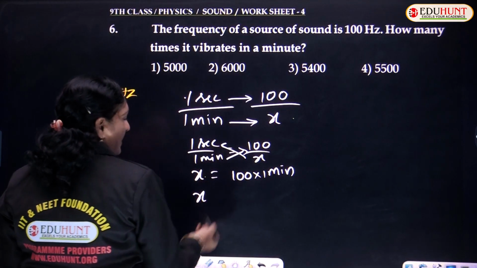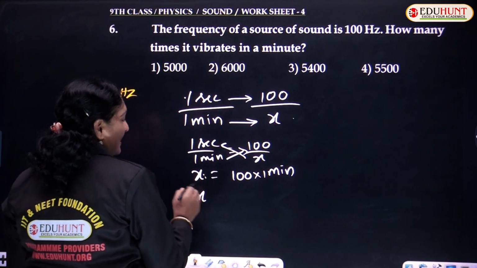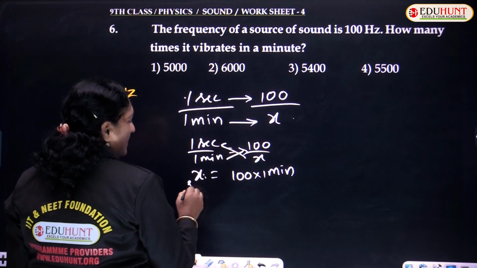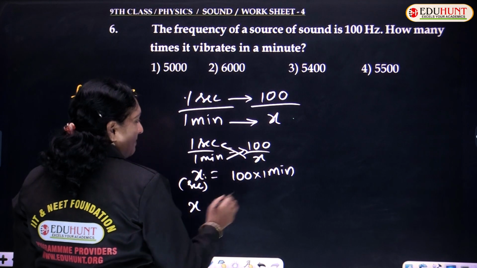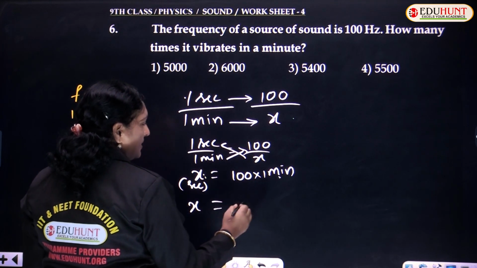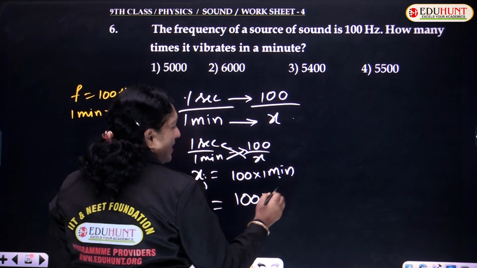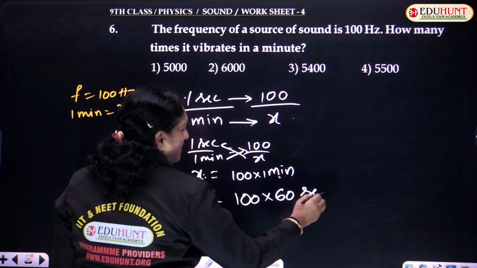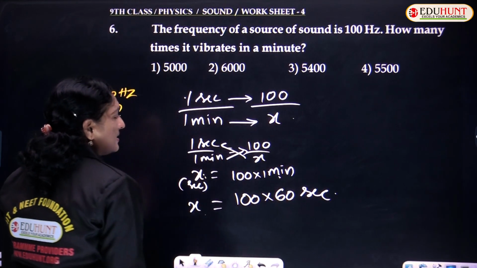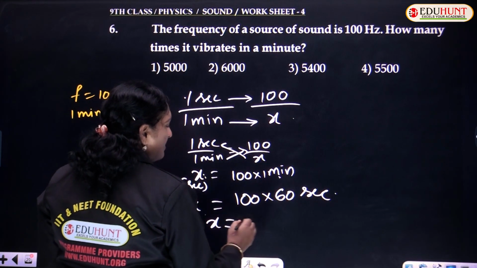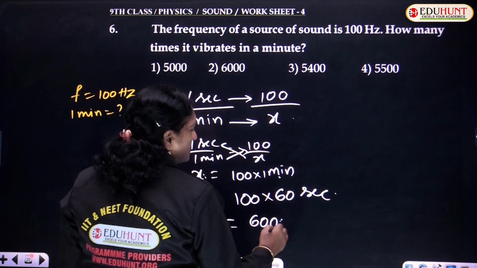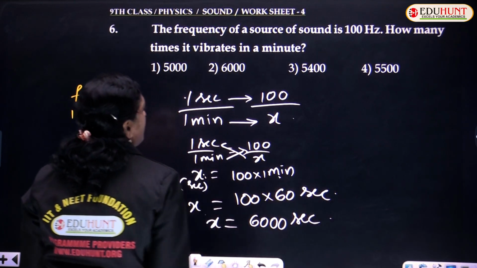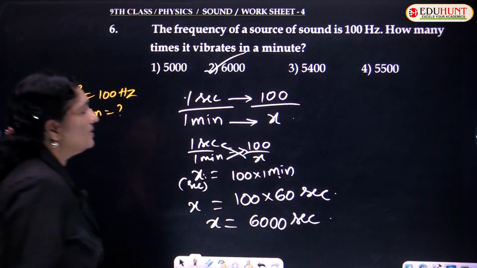So x seconds. In x you want it in seconds. X seconds you have to multiply. But you are getting the answer in minutes, so you have to convert it into seconds. So, 1 minute can be written as 60 seconds. So, x in seconds, how much are you getting, children? Therefore, the value of x is equal to 6000 seconds. The correct option is option 2.